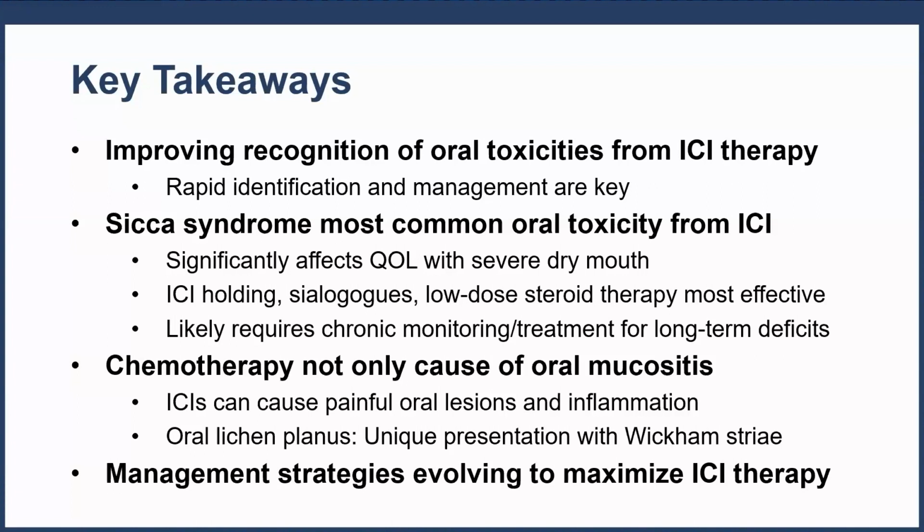ICIs can cause those painful oral lesions and inflammation, but oral lichen planus is another kind of overlapping disorder that might coexist with oral mucositis and looks kind of in that striae fashion with Wickham striae. And so when you see those branching in a patient's tongue or the side of their mouth, and it's accompanied by severe pain, it's probably lichen planus that you're dealing with. And so keep that in mind as you see patients and hear them describe pain. Don't just ignore it. These management strategies are evolving. I'm sure that this will change in a few years, but I hope to have given you some baseline understanding today.